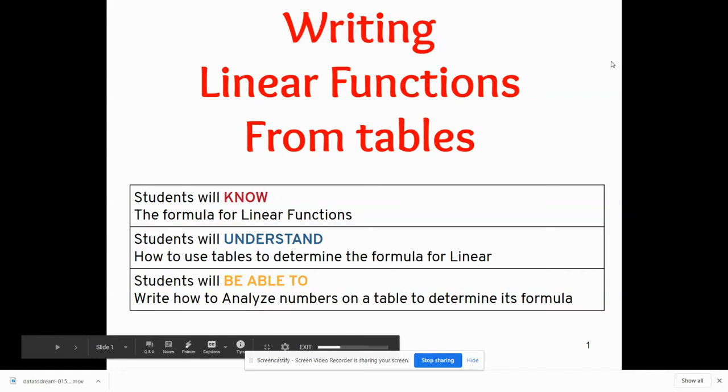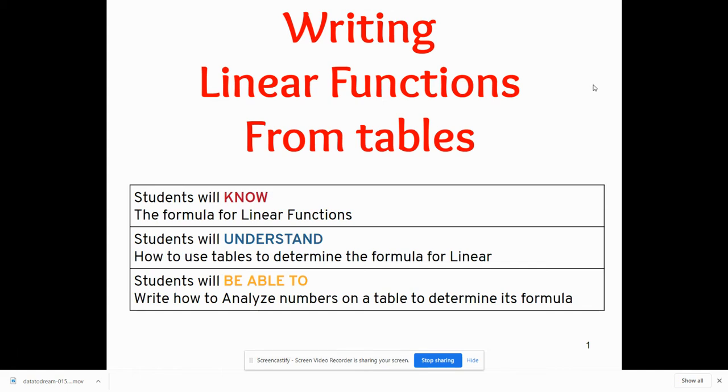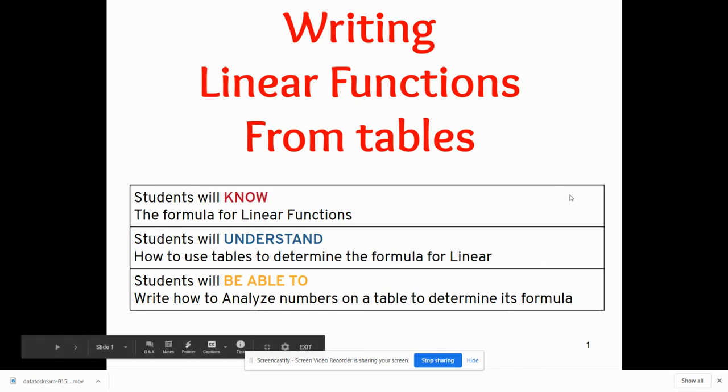Right, so today you're going to look at how you can write linear functions from tables. So three things: students will know the formula for linear functions, which you should have learned last year. Students will understand how to use tables to determine the formula for a linear function, and students will be able to analyze numbers on a table to determine its formula.